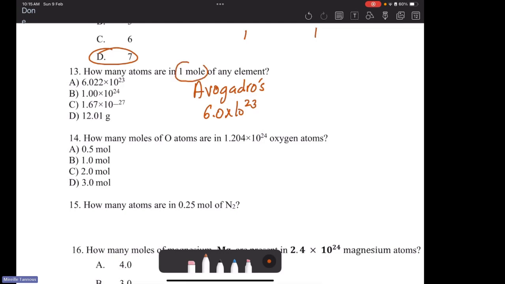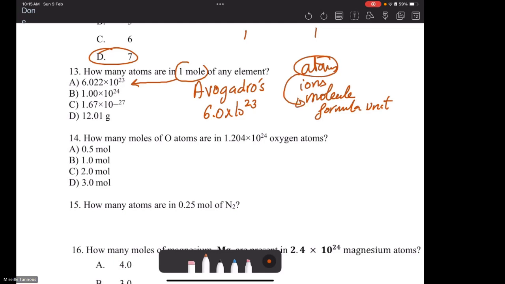In every 1 mole, there's always 6.022 times 10 to the power 23 particles, and those particles could be atoms, ions, compounds, like I mean molecule, or formula unit. But we are going to focus on atoms in a molecule. That's the main focus in the following solved questions.